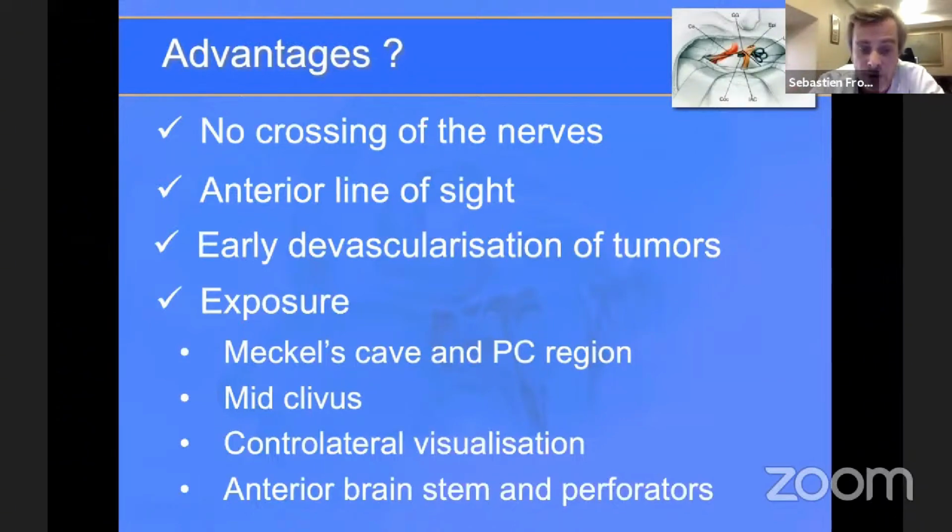It's an extradural approach. So if you are treating a meningioma, you reach the dura first, so you can devascularize it prior to tumor resection. When there are a lot of feeders, when it's a bloody tumor, it definitely can be an advantage. It exposes Meckel's cave, so it's nice for tumors in Meckel's cave. It exposes the mid-clivus, and I don't see the end of my slide. Oh, yeah. And it gives you a contralateral visualization and an anterior view of the brainstem and its perforators, and branches.